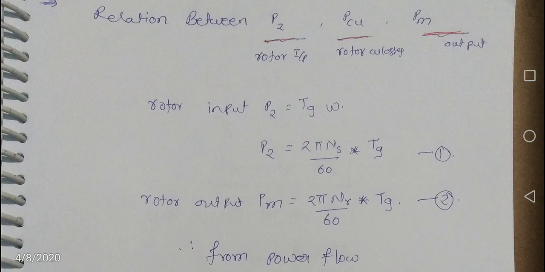So see, here P2 is the rotor input power. Rotor input power P2 equals Tz into omega. Omega means angular velocity. Tz is the gross torque developed by the rotor, and omega is 2 pi ns by 60. So in the motor, omega is angular velocity 2 pi ns by 60. Rotor input P2 equals 2 pi ns by 60 into Tz, the gross torque developed by the rotor.